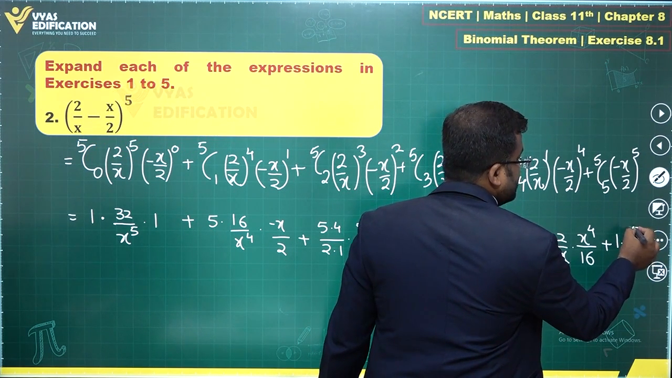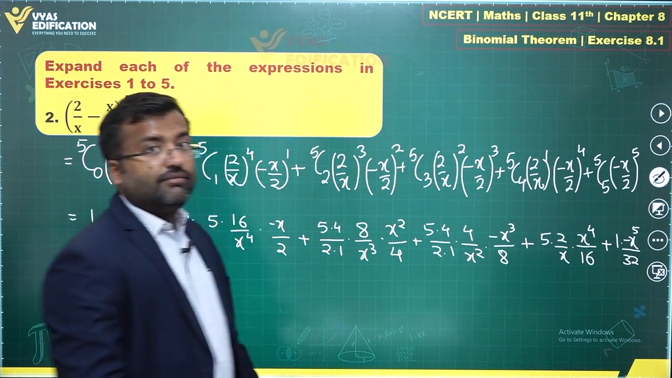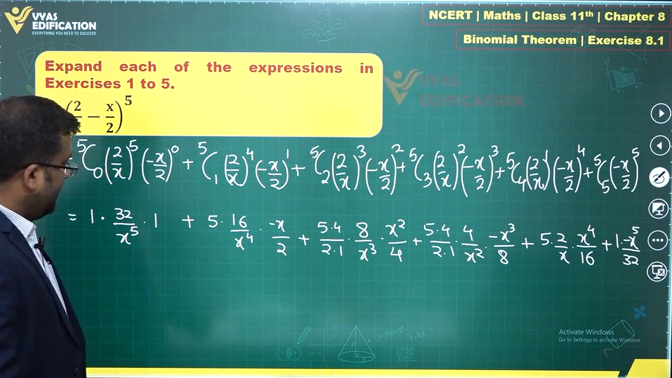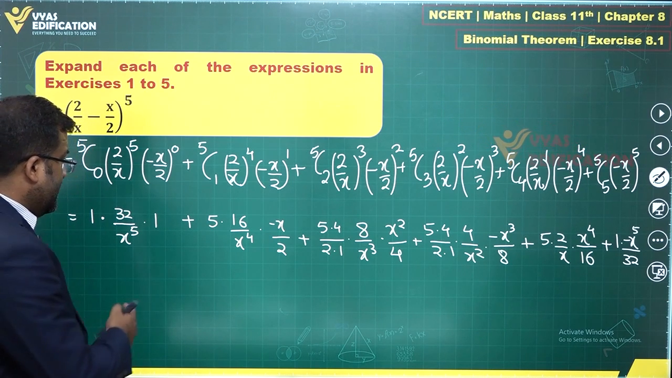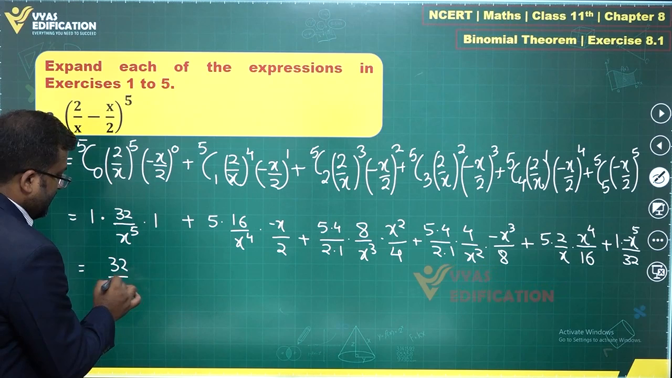So this will be minus x power 5 whole divided by 2 power 5, which is 32. This is what you get. Okay. Next, let's focus on simplifying this. This will be equal to 32 upon x power 5.